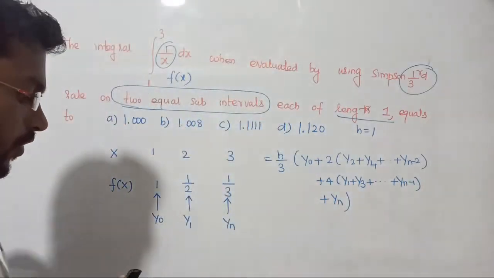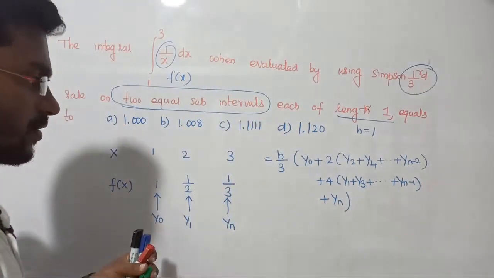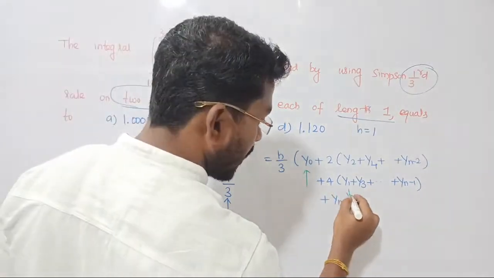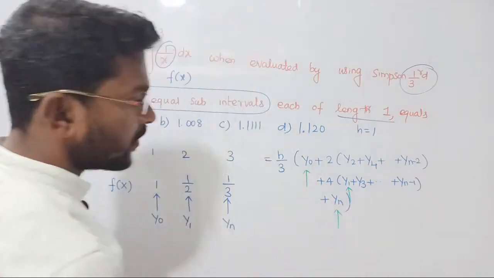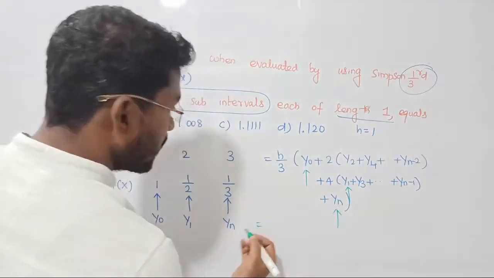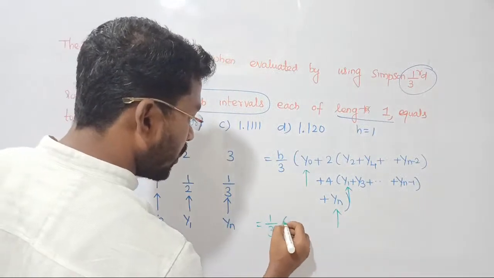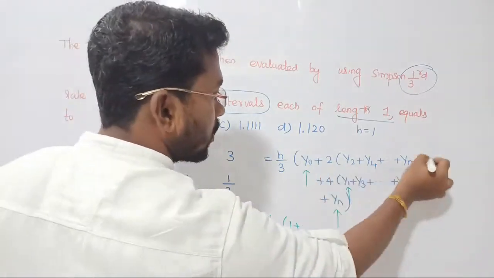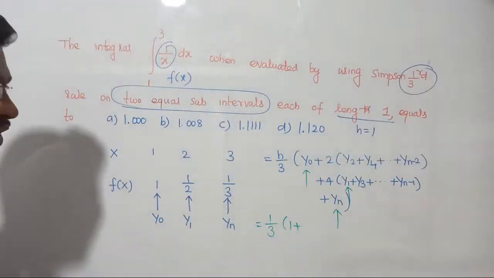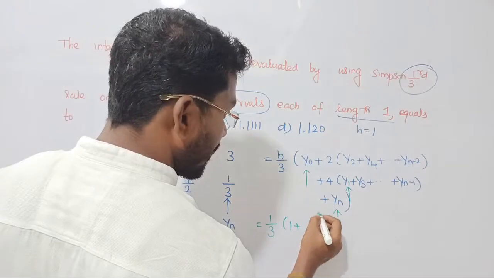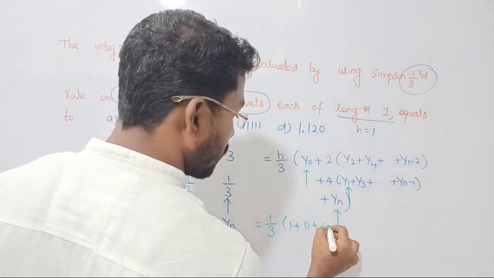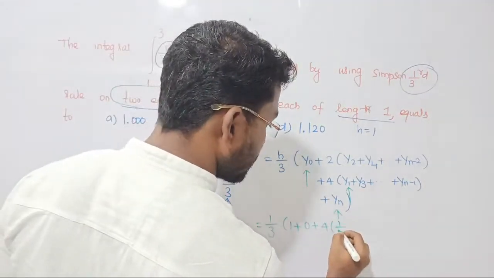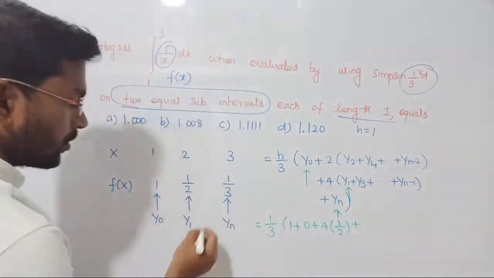Now in this total formula, the available values are: for y0 I have a value, for y1 I have a value, for yn I have a value, and the rest are going to be 0. Step size is 1, so 1 upon 3 in bracket, y0 is going to be 1, plus the term is going to be 0 because I don't have y2, y4 at all. The second point is 0, the third is 4 into y1, that is 1 by 2, and the last is yn, that is 1 by 3.